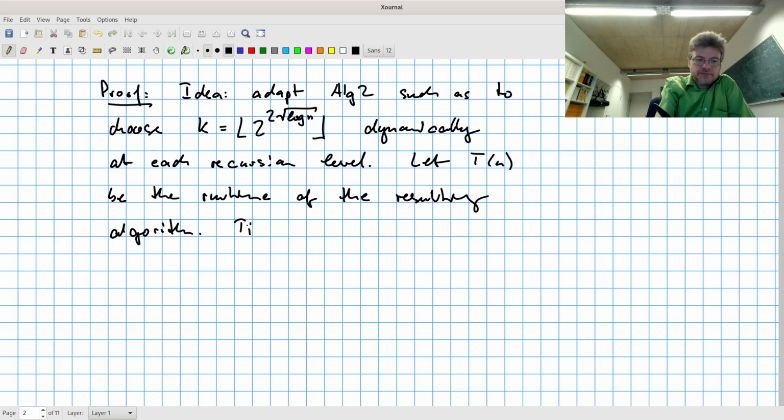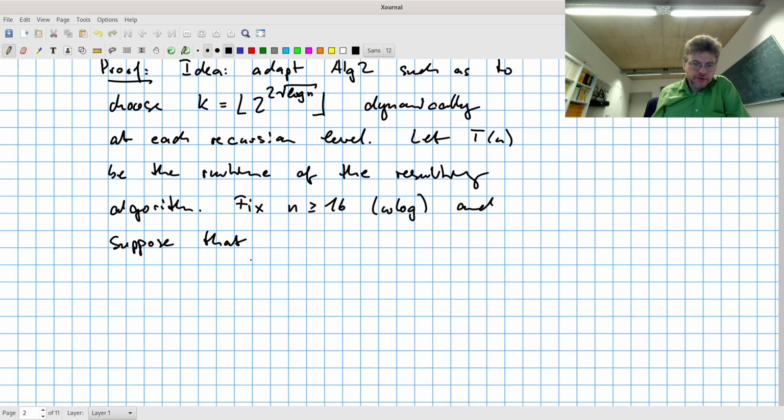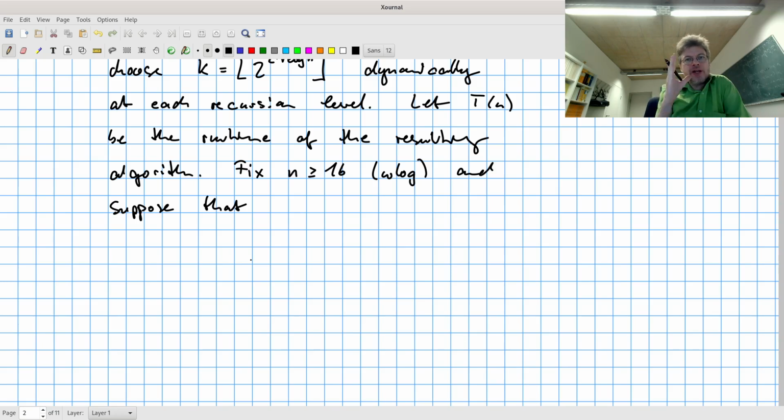So we fix an n that is large. We can assume that it's larger than 16 without loss of generality, because I later need this, but that's okay because 16 is a fixed number, and almost every number is large compared to 16, and we are trying to prove an asymptotic estimate, so 16 is not going to hurt us. And suppose that the claimed estimate works for every problem size up to a certain bound. Then we will show it also works for the next bigger problem size.